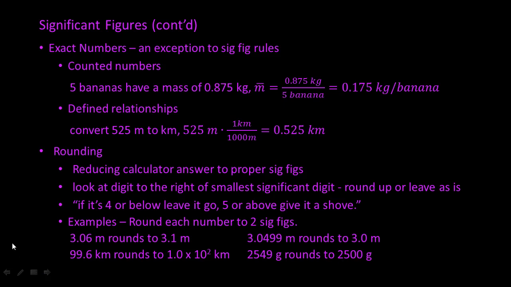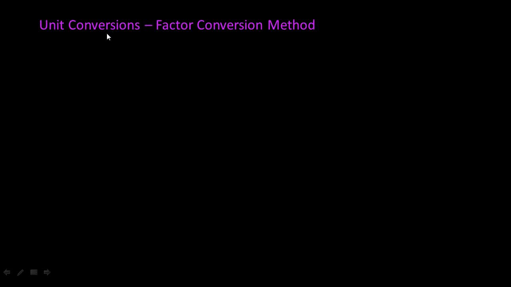Let's take a look at another useful tool, unit conversions, and we're going to use the factor conversion method. It's important to be able to convert units because often we may measure in grams or centimeters or kilometers, but we need to convert them to the SI units, kilograms and meters, or we might be given time in hours and we need to convert it to seconds.